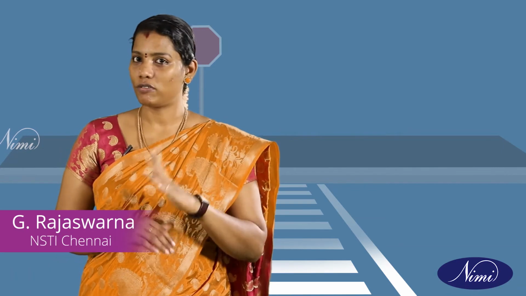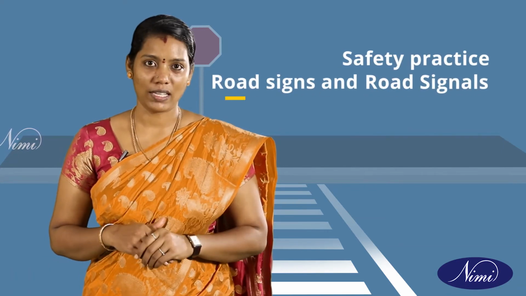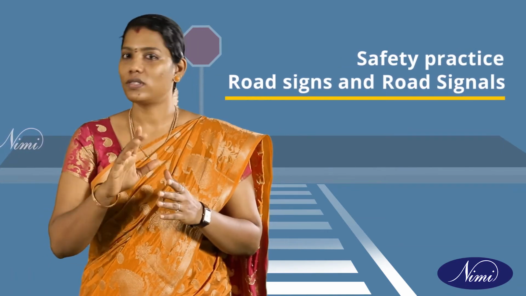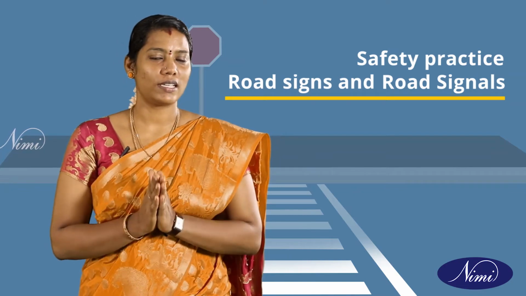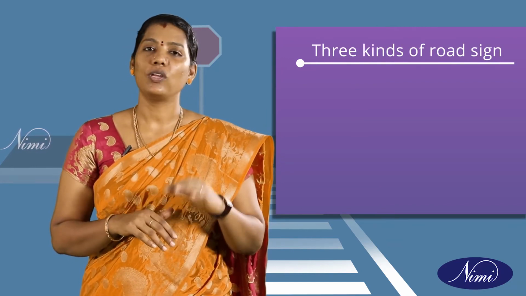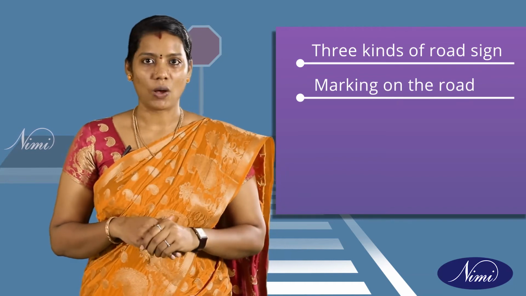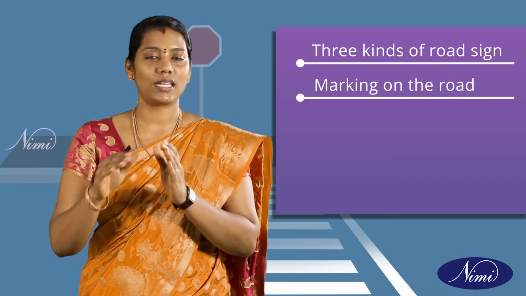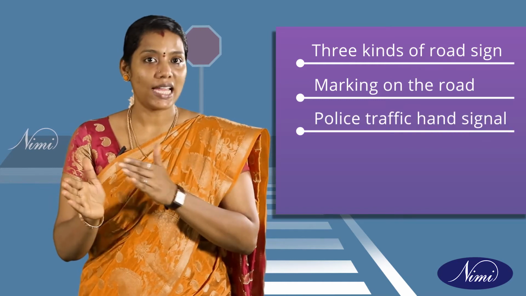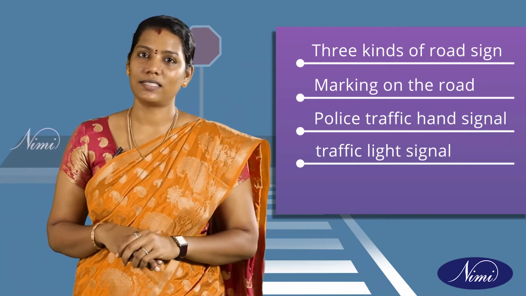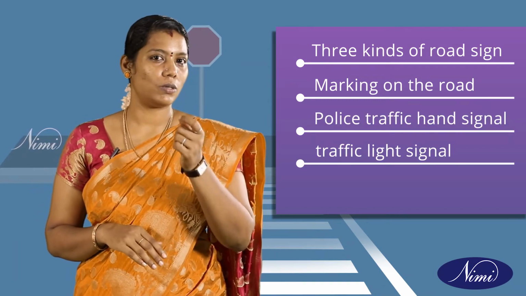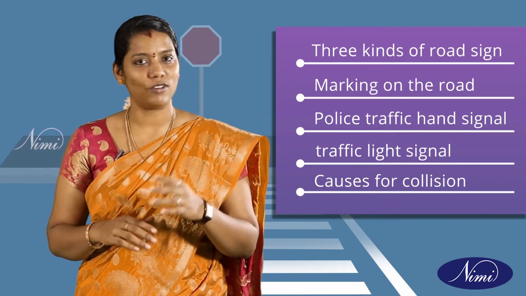The topic of our today's class is safety practice on road signs and road signals. At the end of this class, you shall be able to list out the important three kinds of road signs, and you are able to describe the marking on roads, and also you are able to describe the traffic police hand signal and lighting signals, and also you can able to list out the causes of collisions.